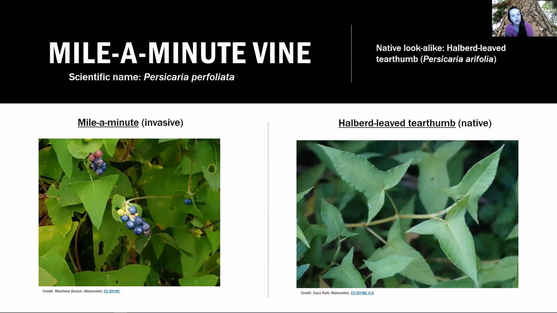So there is at least one other look-alike. This is a native species called halberd-leaved tear thumb. You can see that the leaf structure is similar in appearance, but it is slightly different. The mile-a-minute is much more triangular shaped, whereas the halberd-leaved tear thumb has a different type of triangular shape to it. So similar, but again, as Pete had mentioned in his slides, getting up close to these species is when you can really, hopefully in most cases, easily tell the difference between them.